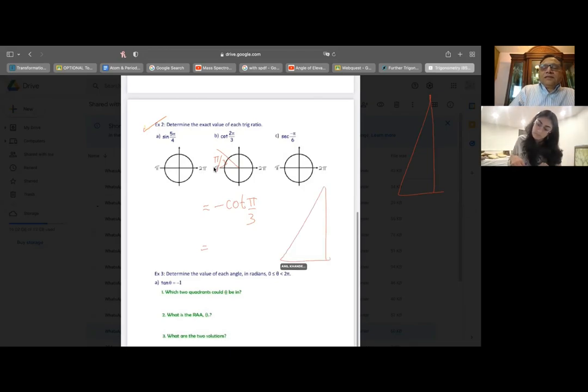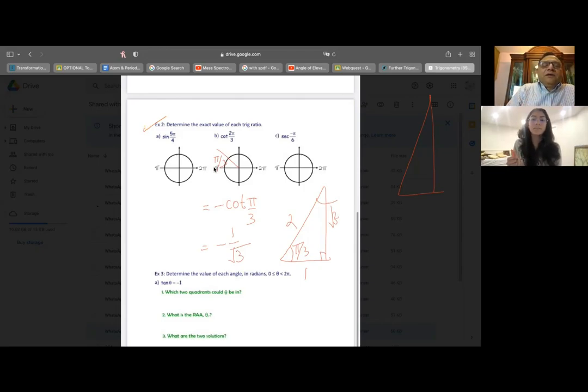Pi by 3 is this angle, 60 degrees, and the sides are this. You will soon remember them, don't worry. 1 to root 3. So square root 3 over 1 is tan. This is reverse. So minus 1 over square root 3. Is it reciprocal of tan? Do you get the idea? I understand.